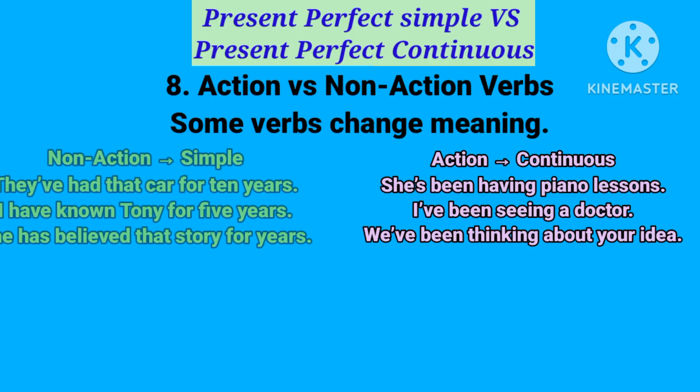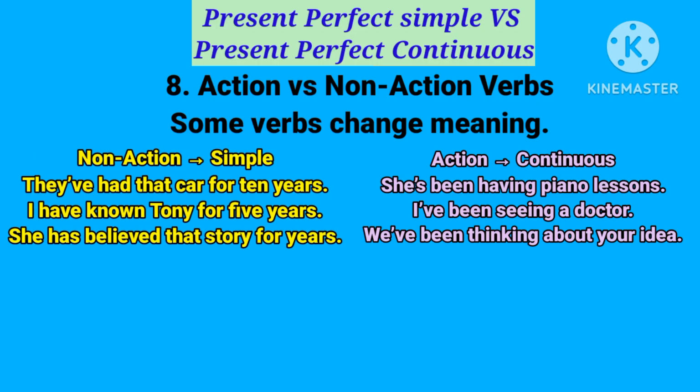But when they are non-action verbs, we use the present perfect simple, like these examples. They have had that car for 10 years. Have here means own, and it's a non-action verb. I've known Tony for 5 years. She has believed that story for years.